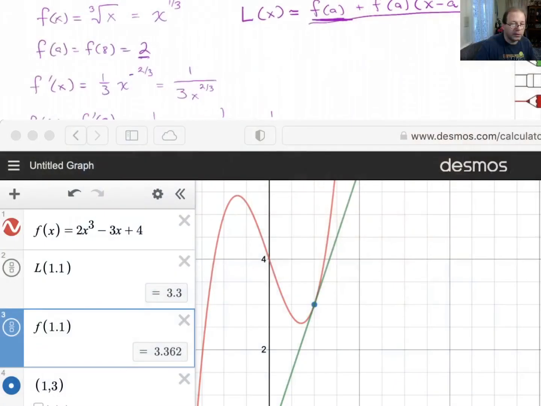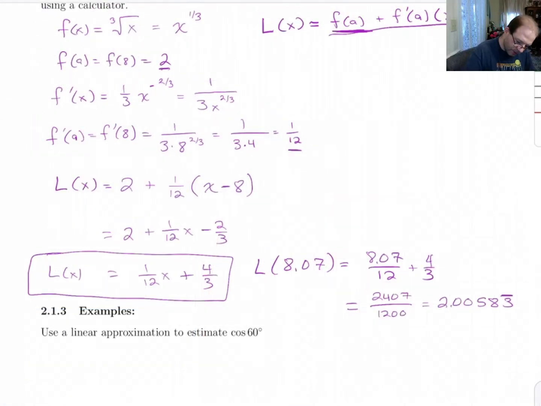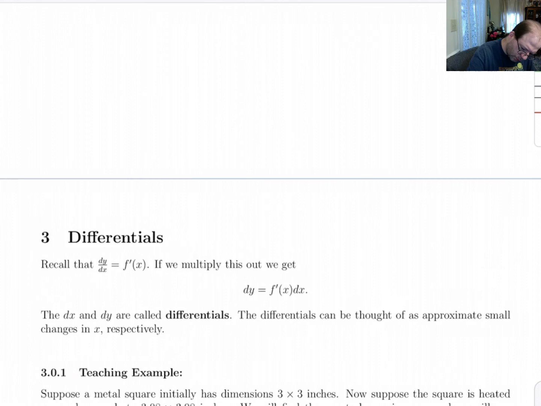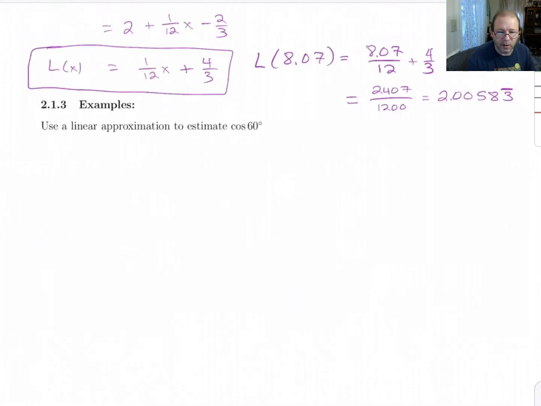All right. We've got one more example of this. This video is getting kind of long, though. I'm going to do this example of cosine 60 in the next video.